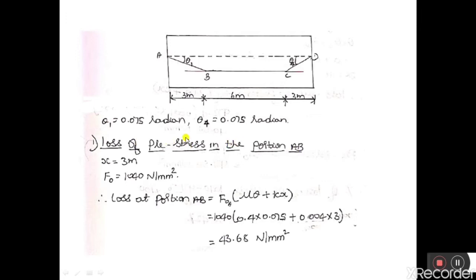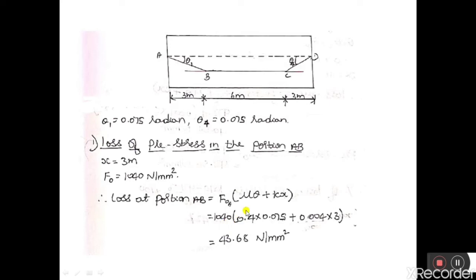We know the formula to calculate the loss due to friction. So loss in the portion AB due to friction is F naught into (mu theta plus Kx). F naught at A is the initial prestress available at A. The loss in the portion AB is 1040, which is given in the question. 1040 is the initial prestress applied at one end, that is at end A.